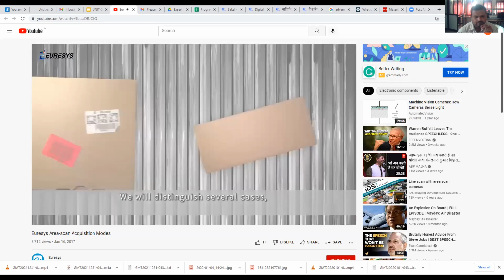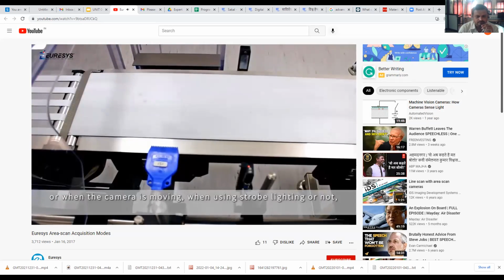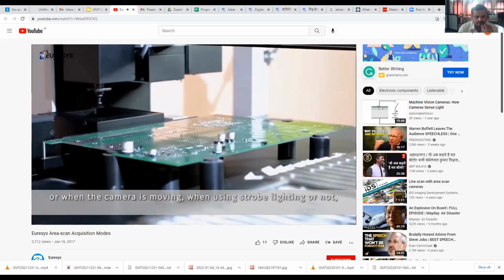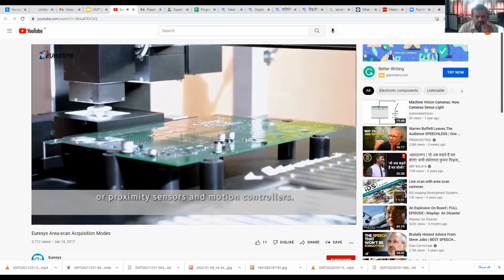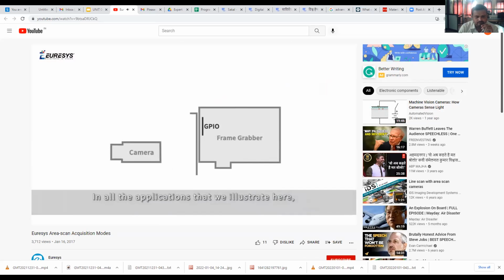We will distinguish several cases when the object is stationary in the field, or moving, or when the camera is moving, when using strobe lighting or not, or proximity sensors and motion controllers. In all the applications that we illustrate here, the camera acquires a single image every time it receives an electrical trigger signal that we will call camera trigger.